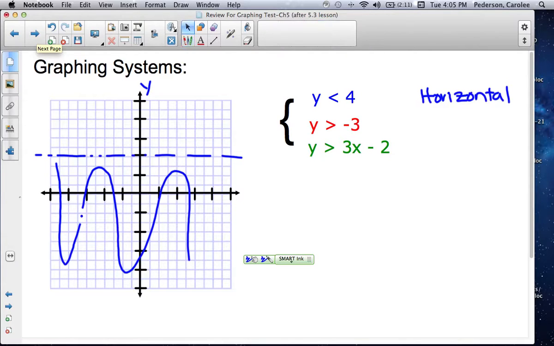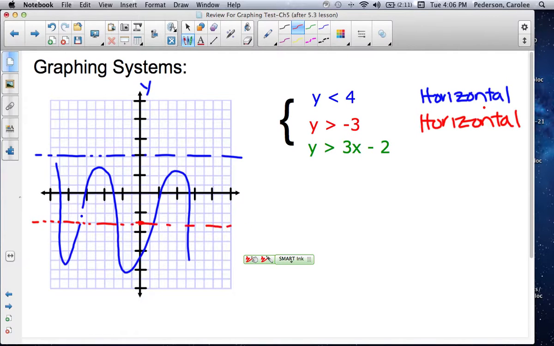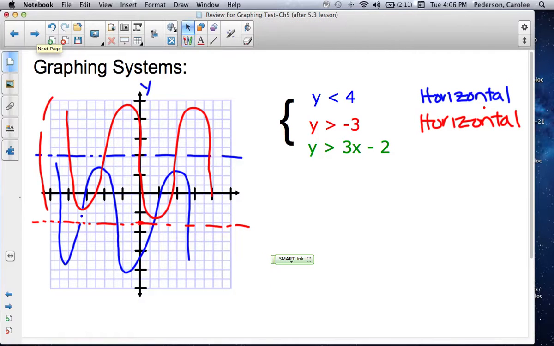Now let's do the red one. The red one is the same. It's also a horizontal line. But I'm going to go down 3 on the y-axis. Dotted line. And I'm going to shade above. Well, notice the overlap. The overlap is between the 2 inequalities. So I have a lot of stuff I can delete out. I can delete everything above this blue line.